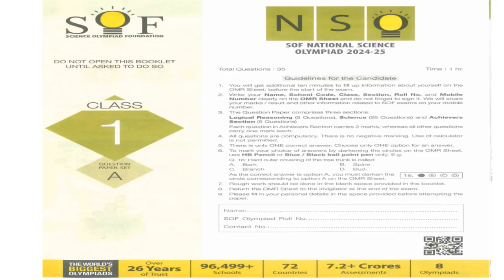The question paper contains 3 sections: logical reasoning 5 questions, science 25 questions, and achiever section 5 questions. Each question in achiever sections carry 2 marks, whereas all other questions carry 1 mark each. All questions are compulsory and there is no negative marking. Let's move on to the questions.